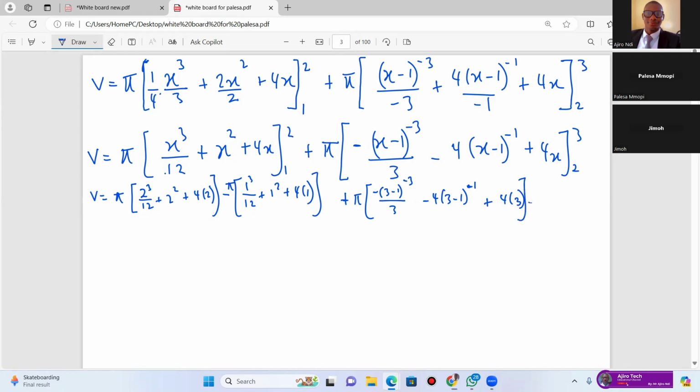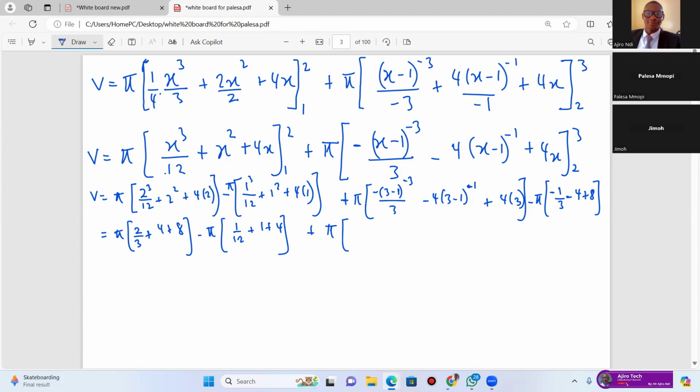Now, minus pi into, if I put 2 here, 2 minus 1 is 1, so that is minus 1 over 3 minus 4 into 1, which is 4, plus 8. So if I do everything here, I have pi into 2 over 3, because 8 over 12 is 2 over 3, plus 4 plus 8, minus pi into 1 over 12 plus 1 plus 4. That's it. Plus pi into 2 raised to power minus 3 is minus 8. The negative, that is plus 8.